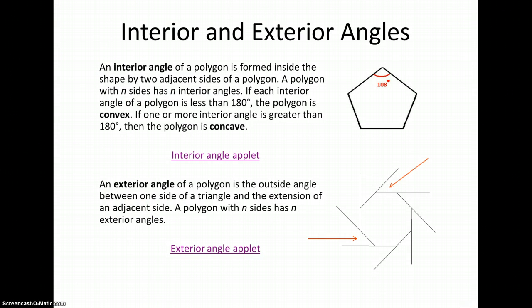An exterior angle of a polygon is the angle outside the figure that's formed between one side of a polygon and the extension of its neighbor side. A polygon with n sides has n exterior angles.